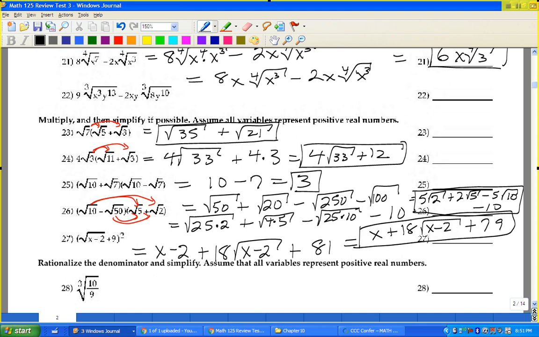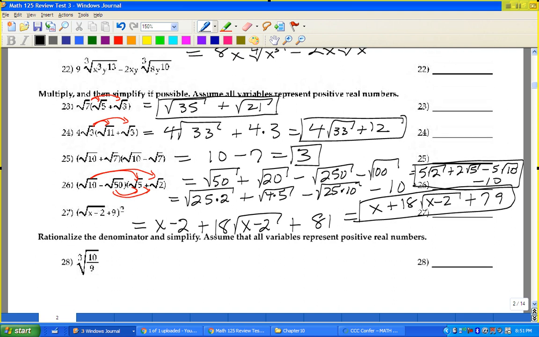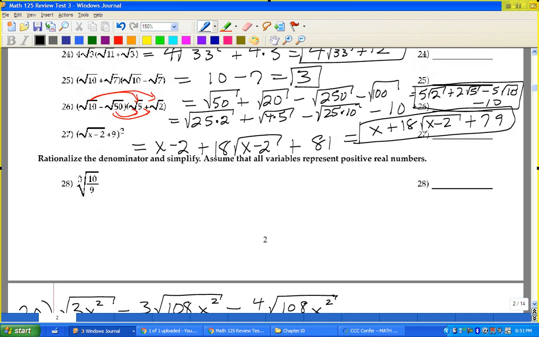Let me do problem number 28. Rationalize the denominator and simplify. So this is the same as the cube root of 10 over the cube root of 9. Well, 9 is 3 squared. So I have already 2 3's in the denominator. I want another 3 in the denominator so that this will become a perfect cube in the denominator.